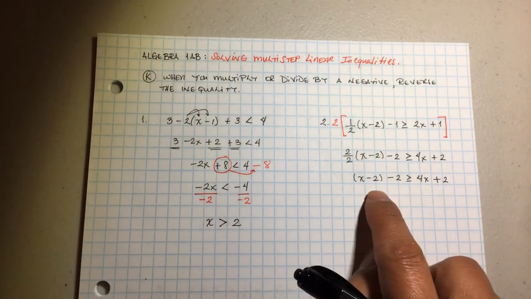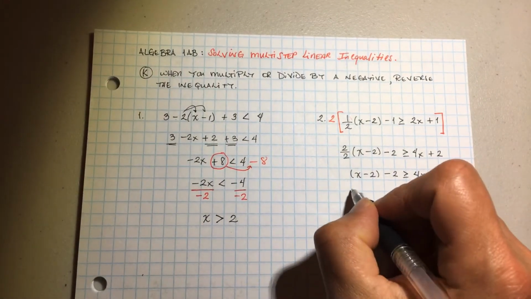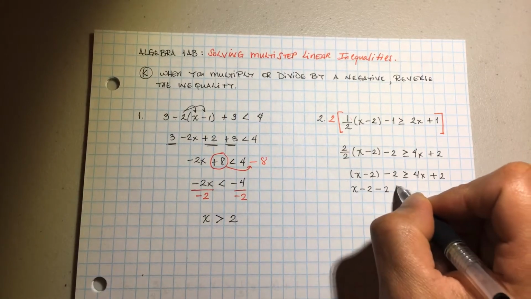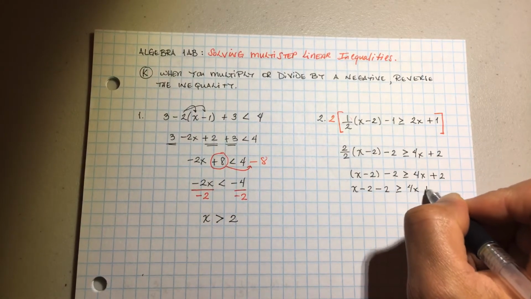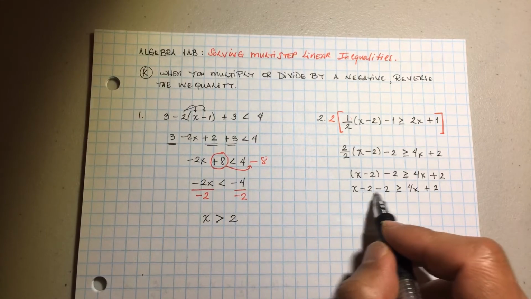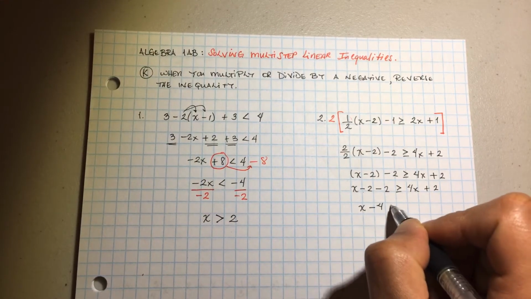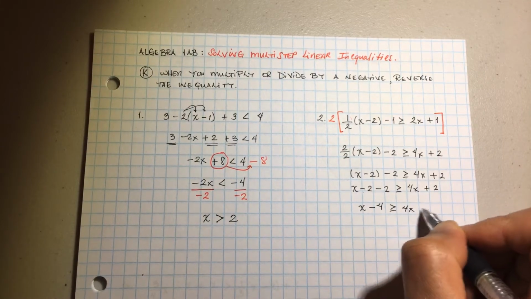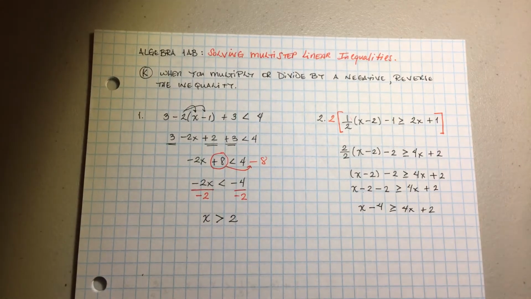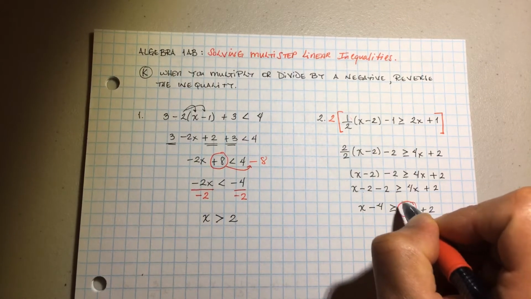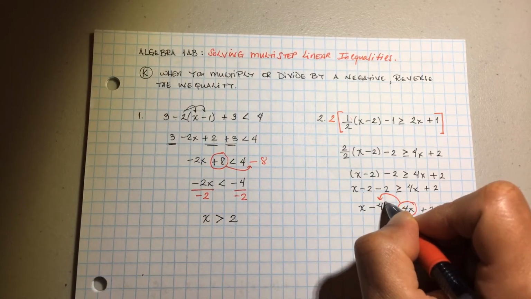Now, since you just have the x minus 2, we can just drop the parentheses. Podemos deshacernos del paréntesis, x menos 2, ok, 4x más 2. Ok, entonces menos 2, lo combinamos, me da menos 4, 4x más 2. Ahora letras a la izquierda, números a la derecha, so variables to the left and the numbers to the right.